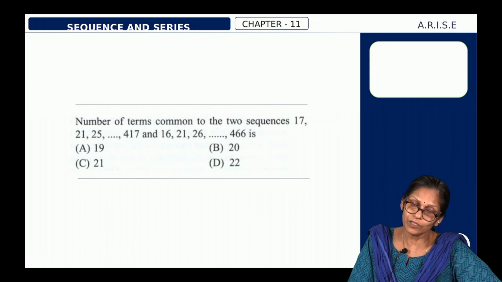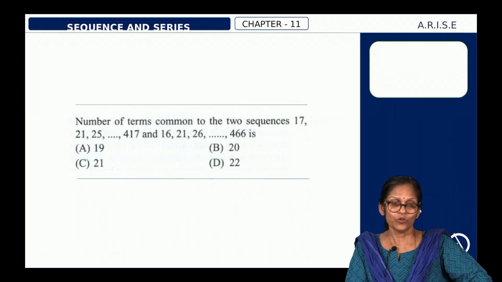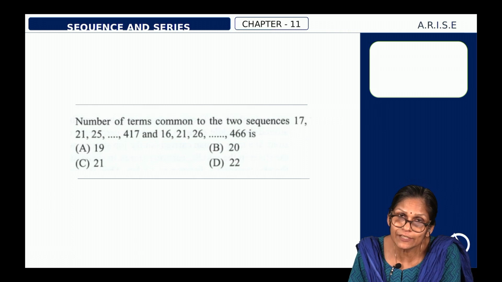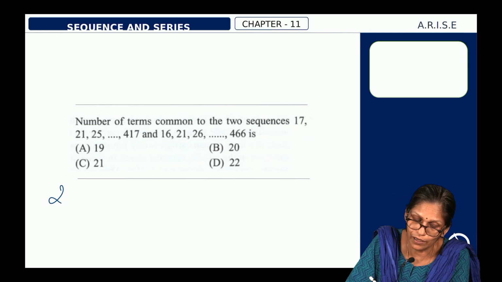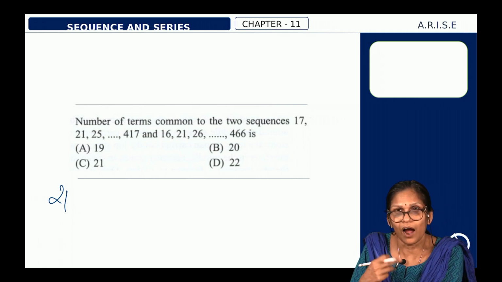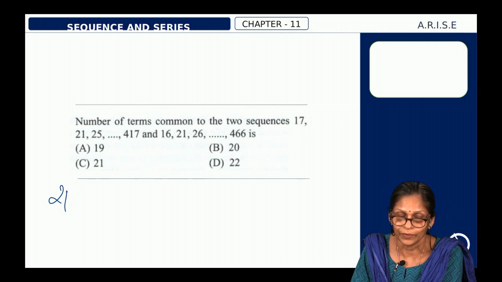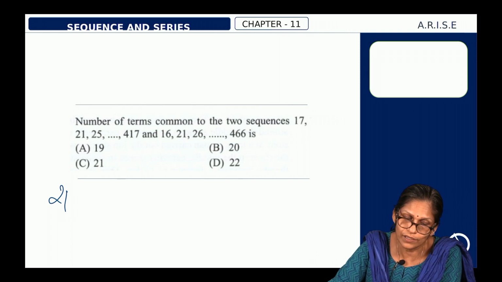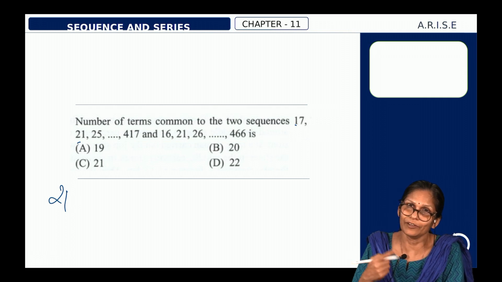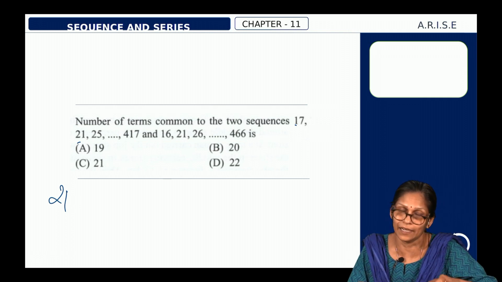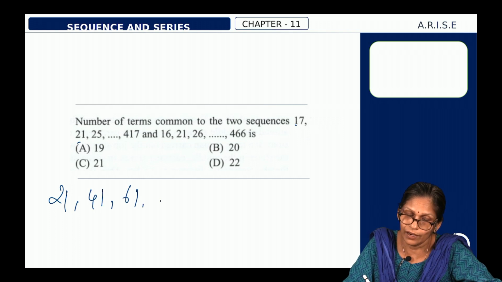Now, the number of terms common to these sequences. So, what you do is, first find the smallest term which is common to both these. Isn't that 21? So, there is a 21 which is common. How do you find the next term which is common? Take the LCM of the two common differences. The common difference of the first is 4. Common difference of the second is 5. Their LCM is 20. So, that common difference you keep on adding to get the resultant AP. So, 41, 61 and so on.